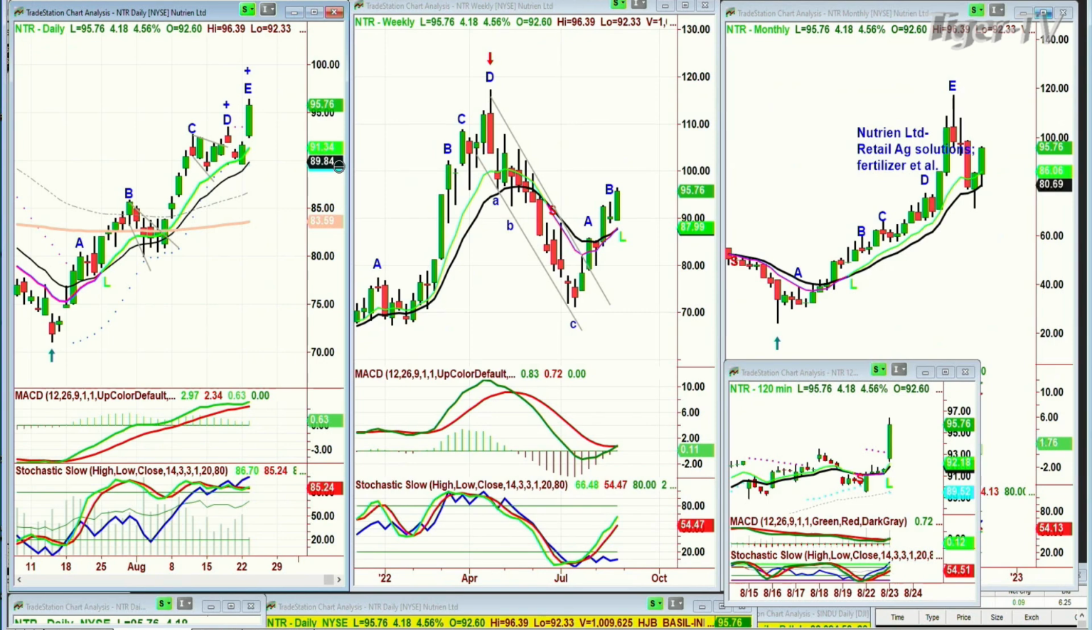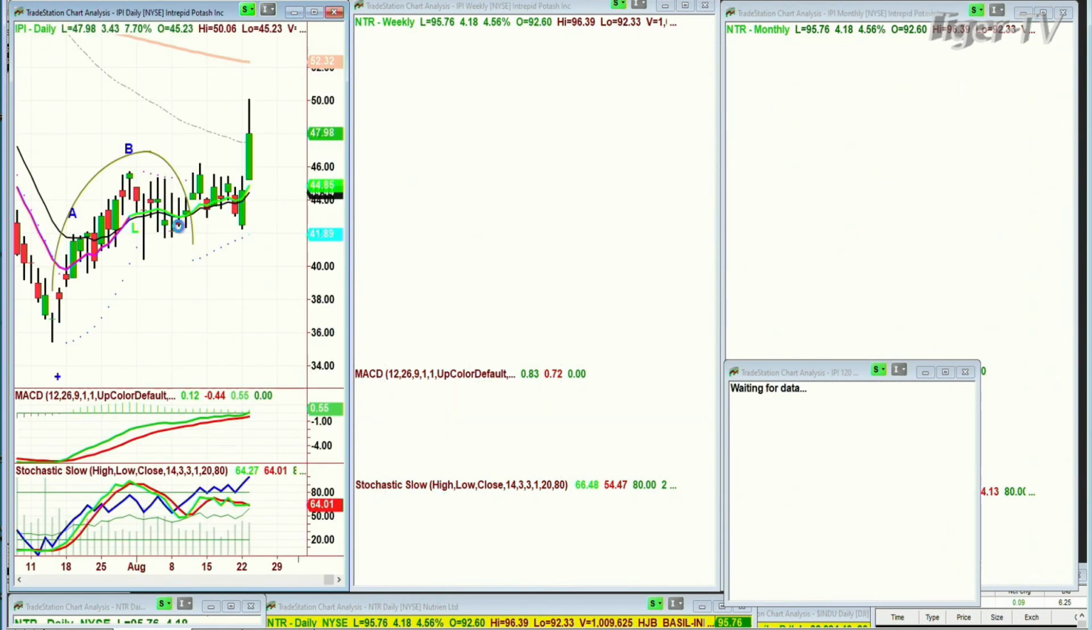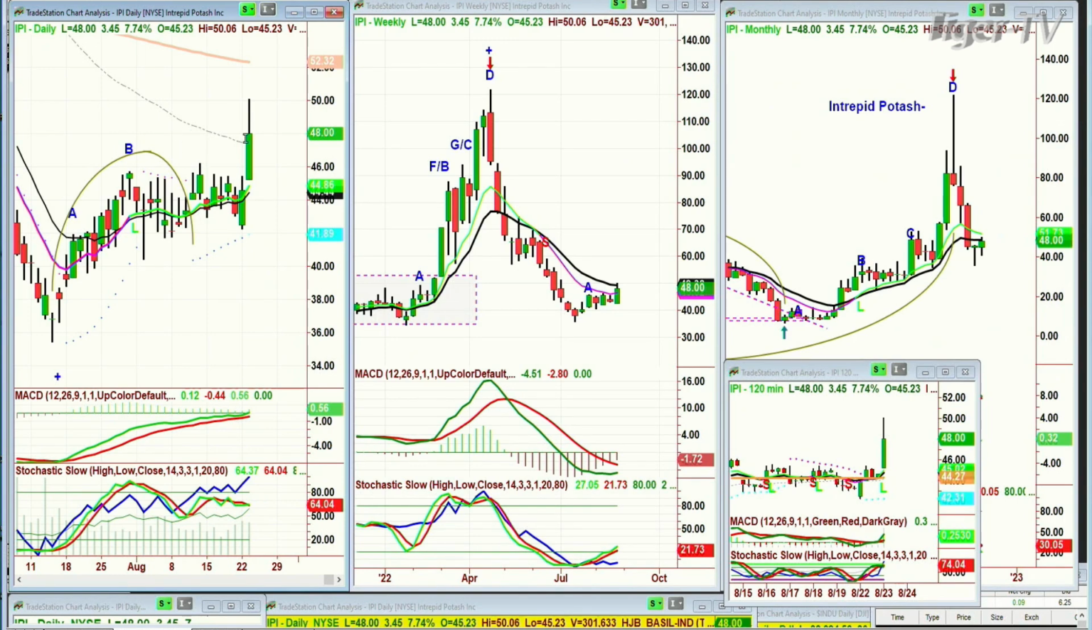IPI, someone just said IPI. Now IPI, have I got, yep, notated. There it is. So IPI is also in leg D. That's Intrepid Potash. What a big move, 7% today. 3.45. Let's go to our caller.